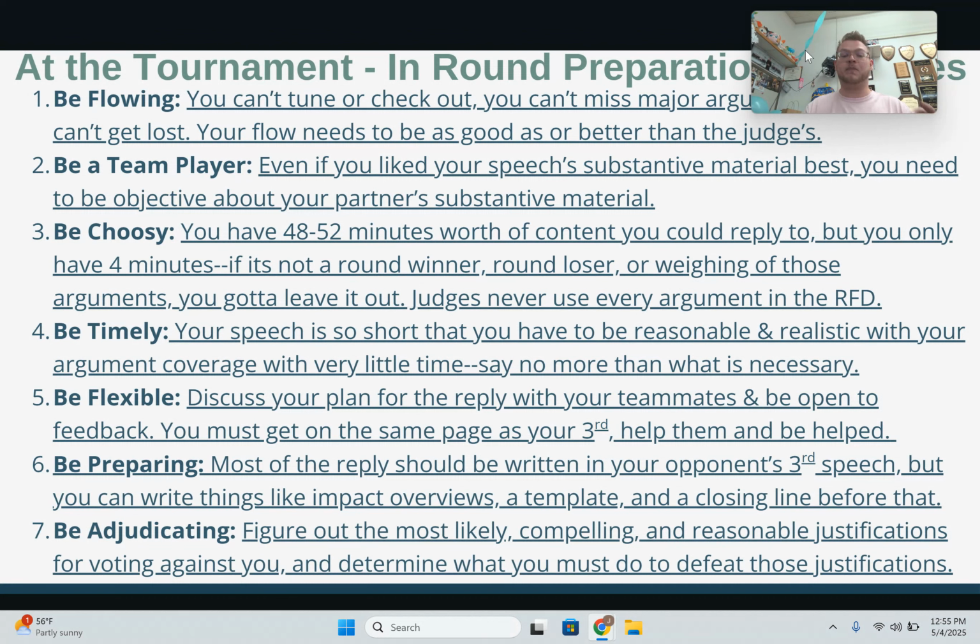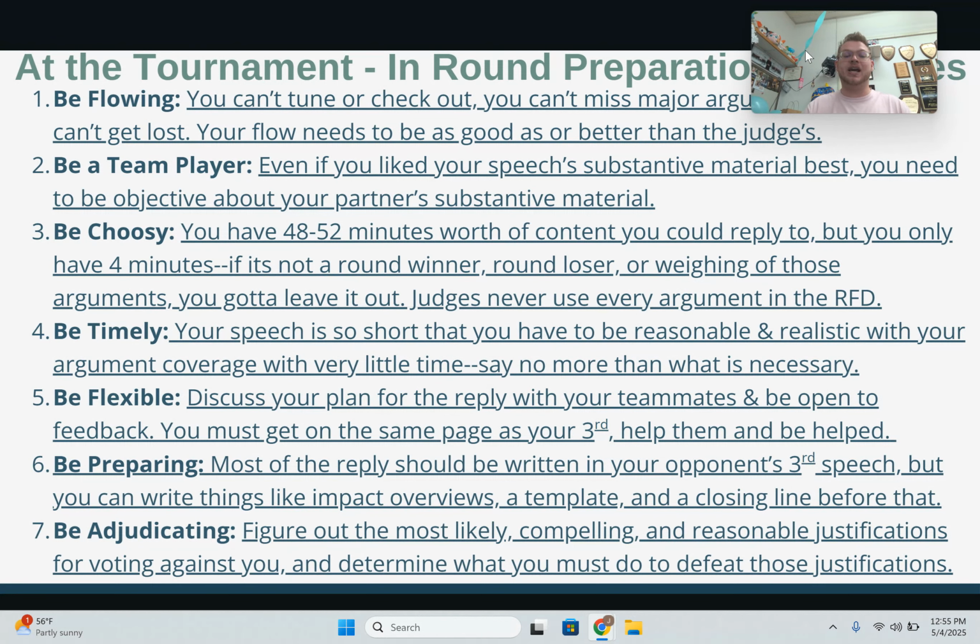You need to be preparing. Even though most of the reply should be written in your opponent's third speech, and you definitely shouldn't start preparing the reply in round until after your first speech is given, you can still write things like impact overviews, a template to fill in the blanks on, or a closing line before your opponent's third speech happens.